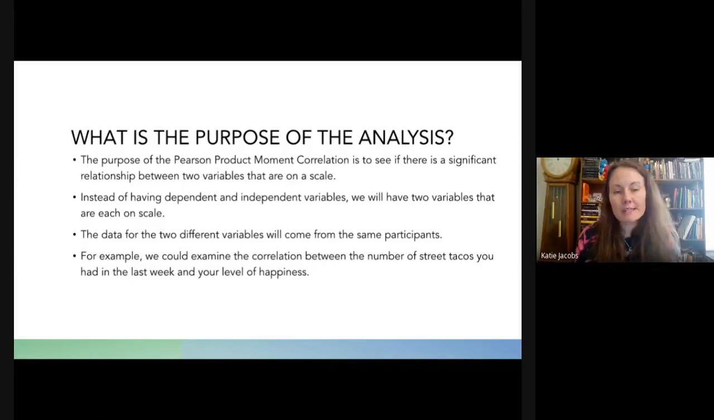So for example, we could examine the correlation between the number of street tacos you had last week and your level of happiness, right? So I had 0 street tacos last week, so I'm very sad. No, I'm joking, right? Because we know correlation does not mean causation.